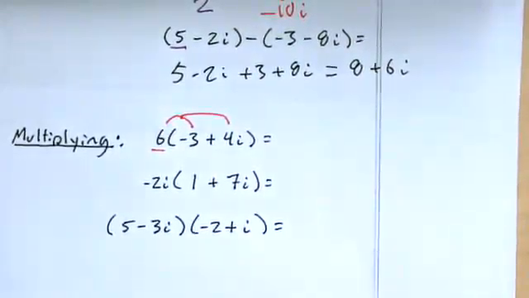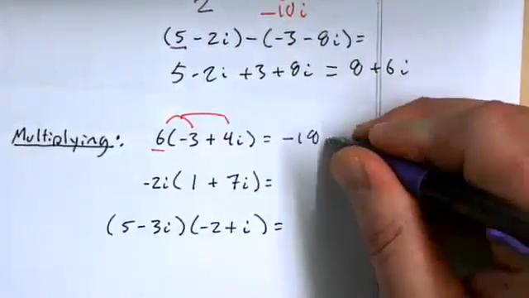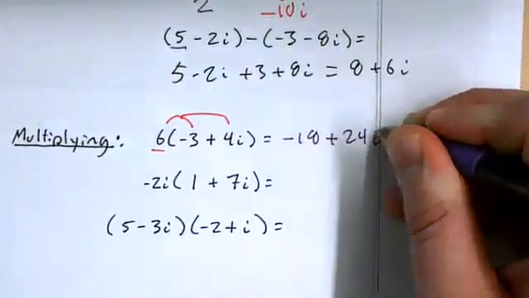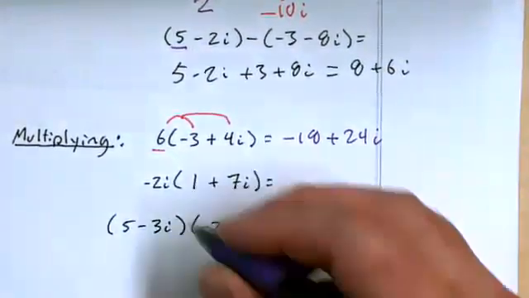All right, let me get after this here. 6 times -3 is -18. 4 times 6 is 24i. That one was pretty straightforward. And the next one, we're going to have to multiply some i's times some i's. And that's the important thing, to remember that i squared is -1.